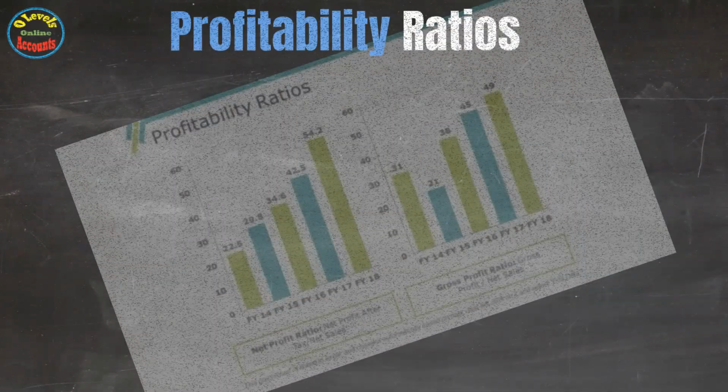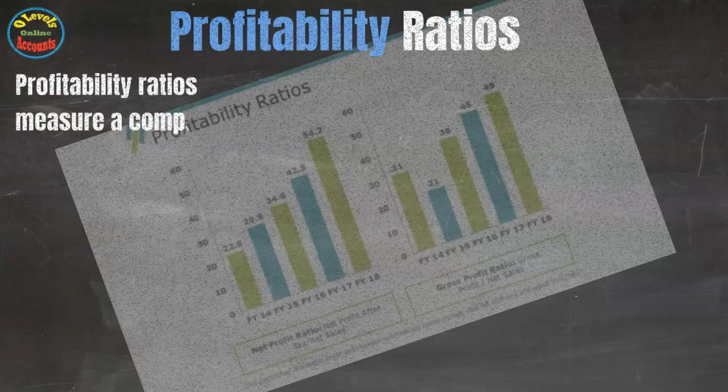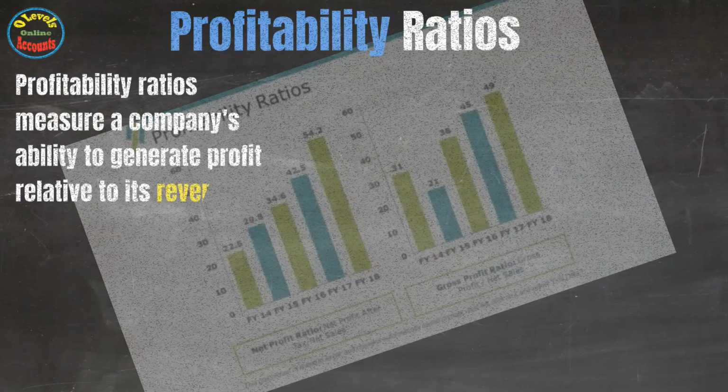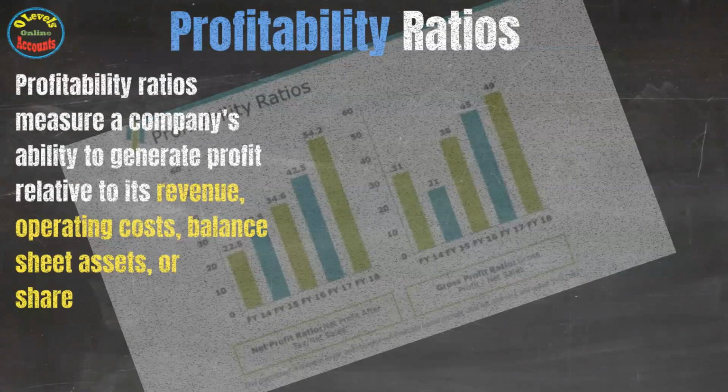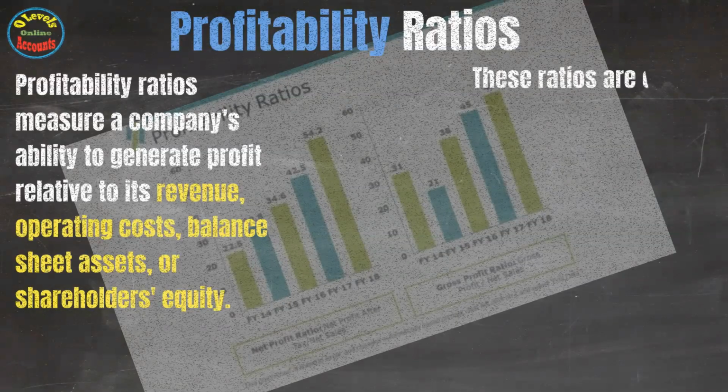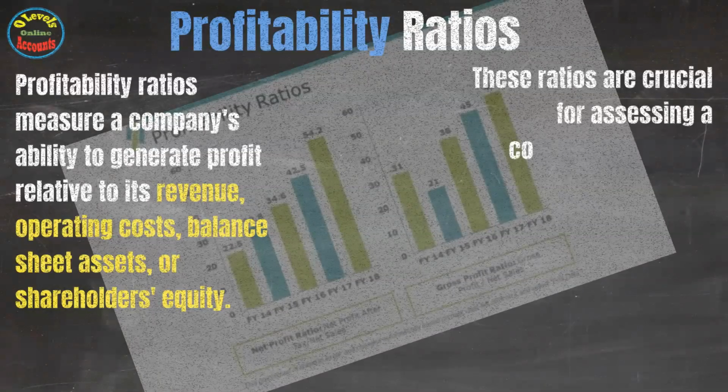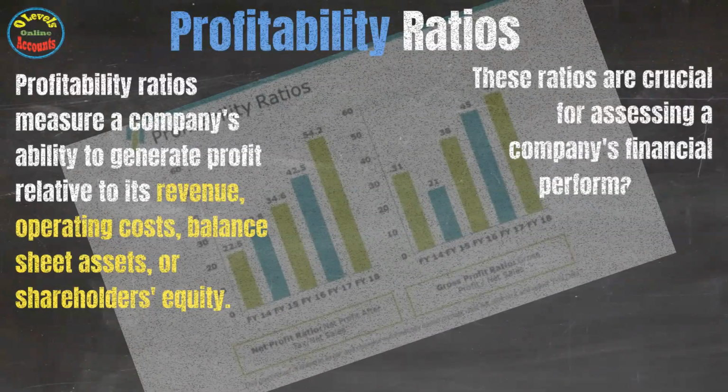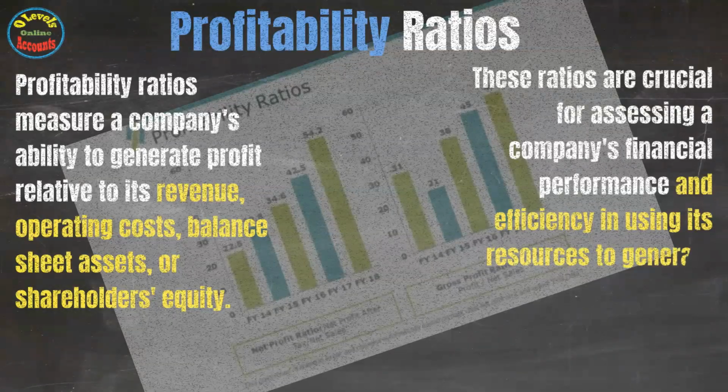Profitability ratios measure a company's ability to generate profit relative to its revenue, operating costs, balance sheet assets, or shareholders' equity. These ratios are crucial for assessing a company's financial performance and efficiency in using its resources to generate earnings. Let's check its kinds, one by one.